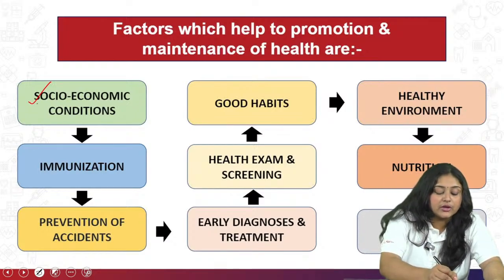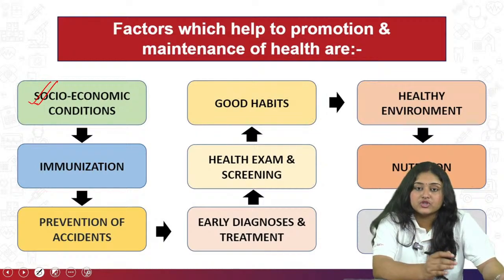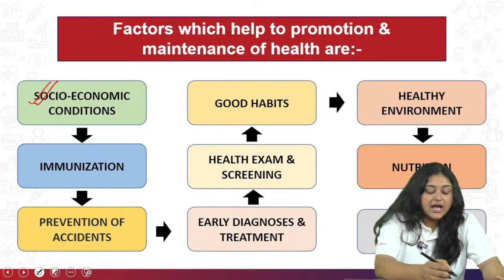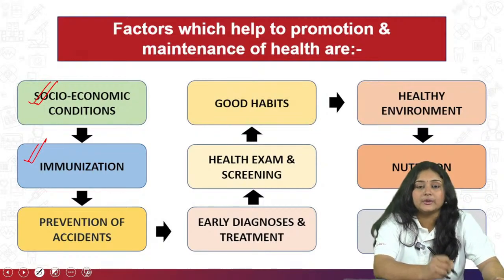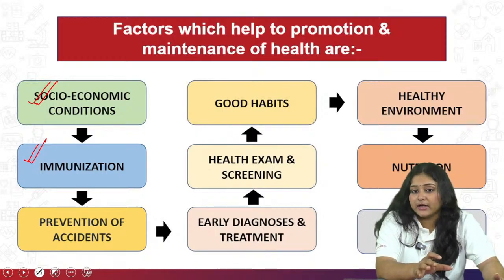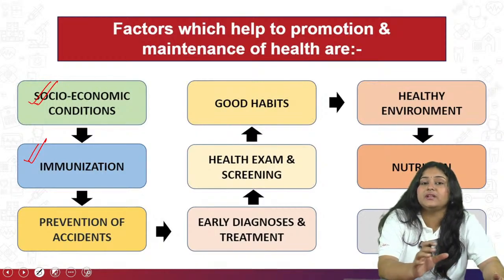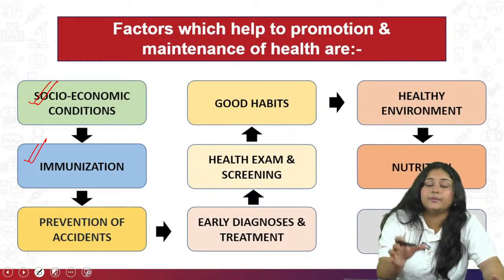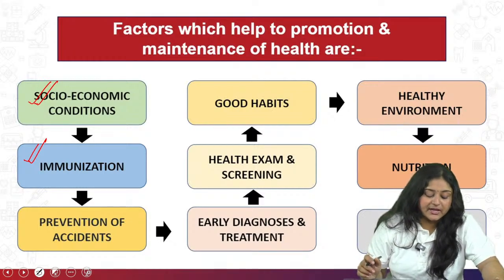First is the socio-economic condition, meaning social as well as economic factors. After that, immunization. Without immunization, if your immune system is not boosted, the circulatory system is also not able to fight antibodies or any other kind of foreign bodies in the circulatory system, which will be a leading cause for disease and will impact your health determinants.